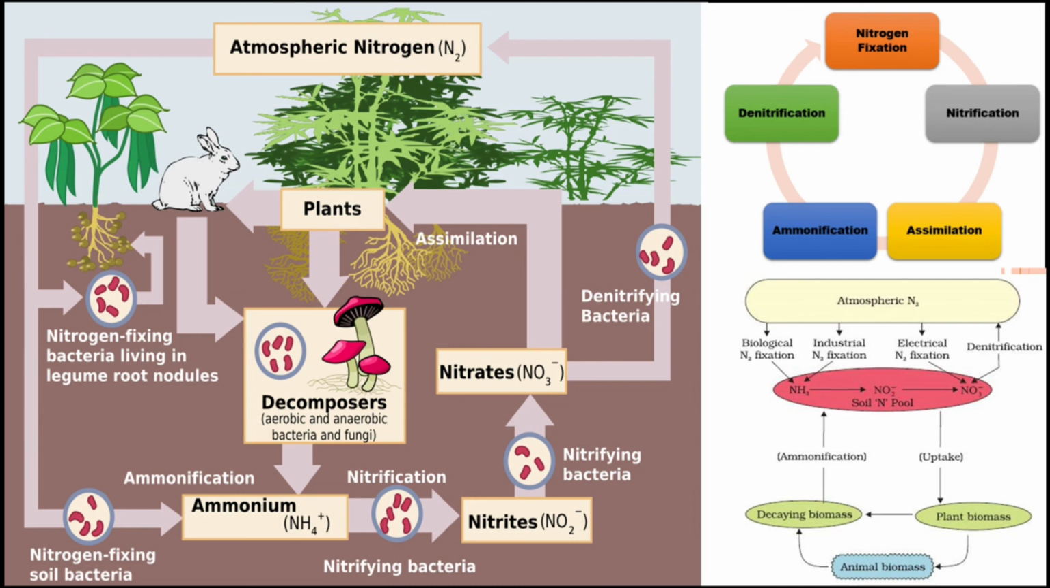Now these plants are going to be eaten by animals, and thus the nitrogen content is going to be passed on to the animals. After the animals and the plants die, the decomposers are going to decompose their bodies and convert the organic nitrogen into ammonia by the process of ammonification. This formed ammonia is further either going to volatilize and re-enter the atmosphere, or it is going to enter the nitrification step. So this is pretty much the nitrogen cycle.